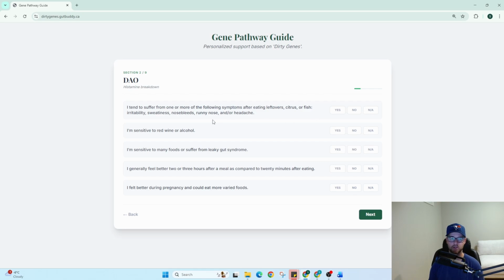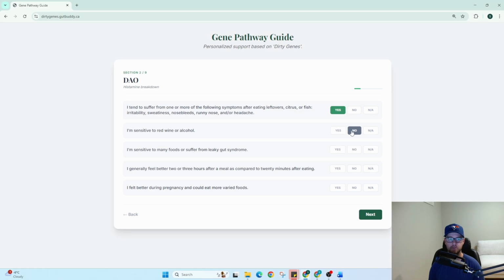One of the hallmarks of this one is a runny nose after eating certain things, not necessarily just spicy, but other foods. In this example, I will say yes. I'm sensitive to red wine or alcohol. Most alcohols will either have histamine in them or something that's called a histamine liberator, meaning that it will cause more histamine to either be released or triggered. I'm going to say no in this example.